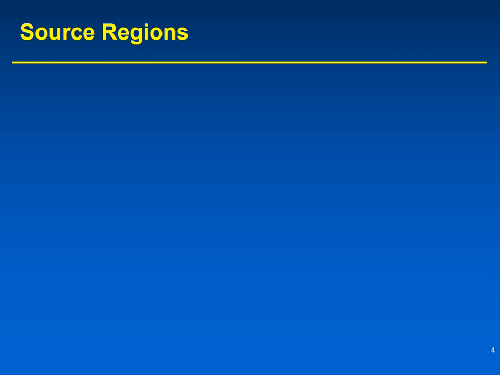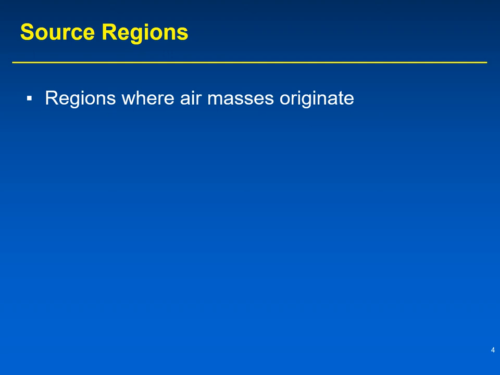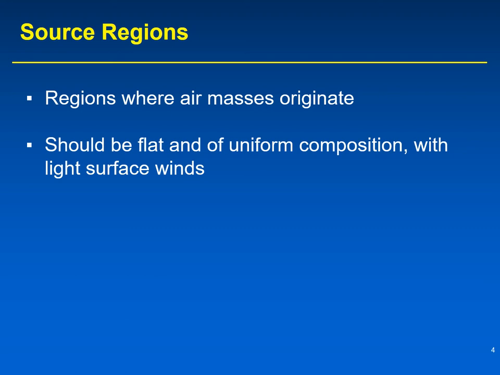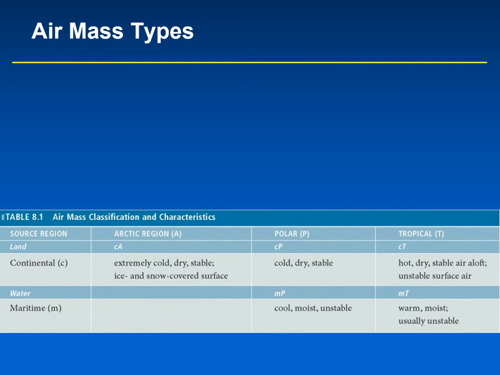So source regions are the regions where air masses originate, and again, they should be flat and of uniform composition with light surface winds. Now, air masses are usually classified according to their temperature and humidity, again, both of which usually remain uniform in any horizontal direction. There are cold and warm air masses, humid and dry air masses. Air masses are grouped into five general categories according to their source region, shown in Table 8.1. Okay, so you see the source region can be either over land or water.